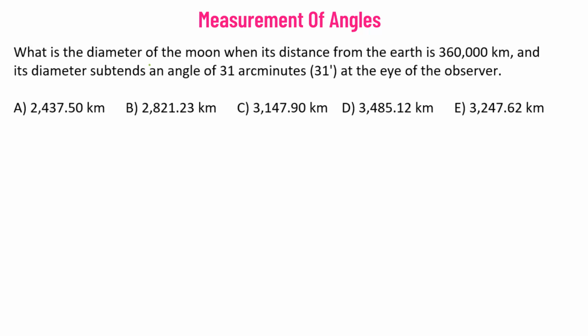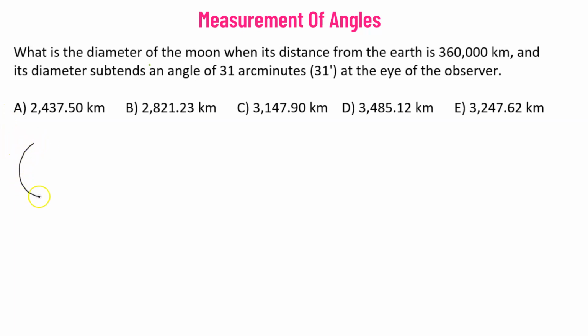So here it is given that the distance of the moon from the earth is 360,000 kilometers and the diameter of the moon is subtending an angle of 31 arc minutes at the eye of the observer. So using all this information, we need to determine the diameter of the moon. So let us begin. So let's try to understand the problem.